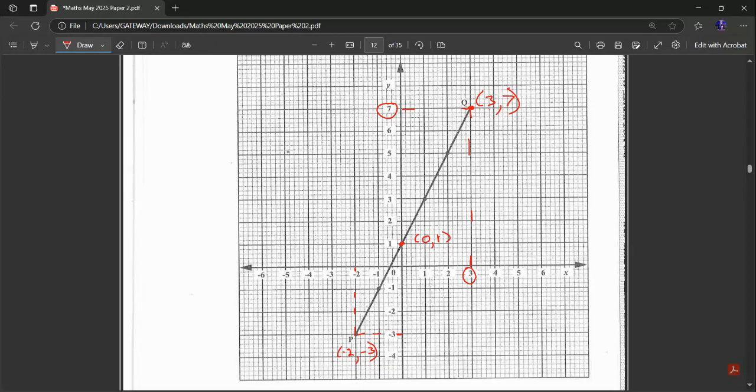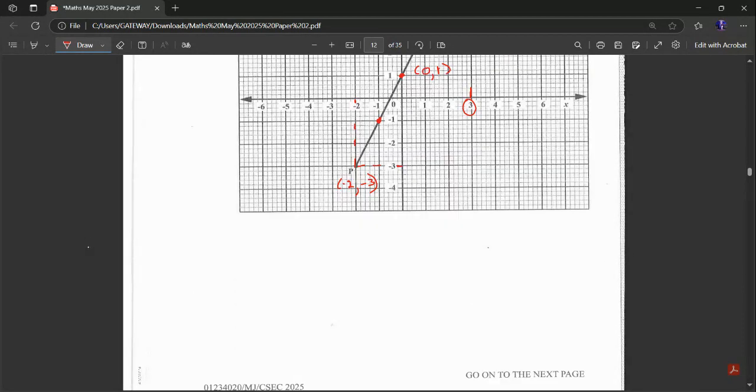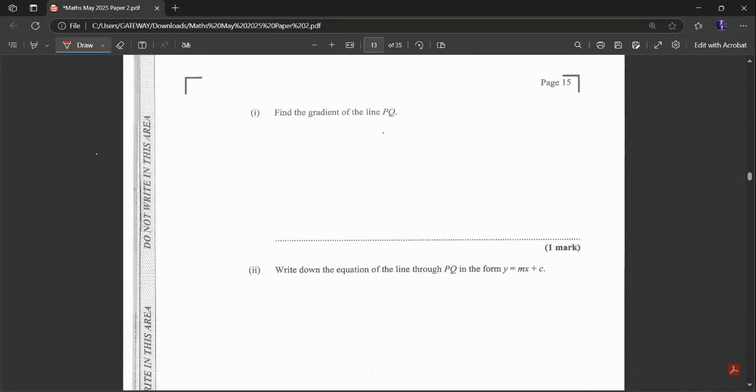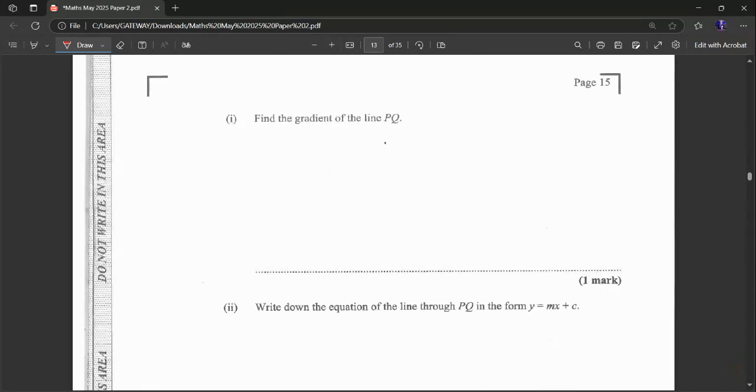Now you can read off any other point here. You have here, you can read off here, you can even read off here. They have points on the line, right? But we got the coordinates for Q, P, and the intercept so far. So they said to find the gradient of the line PQ. Now we already took out the points for P and Q. So what do we need to find the gradient of a straight line? We need 2 points, right?